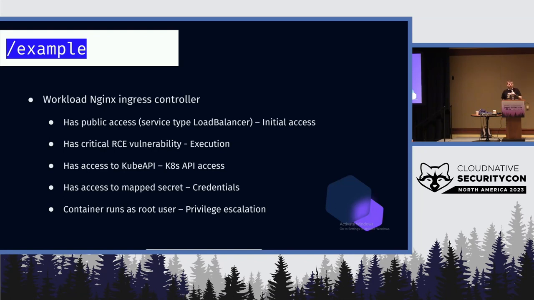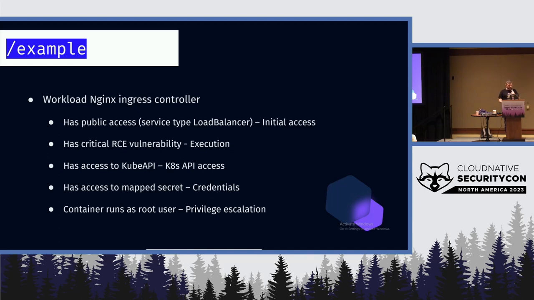So if KubeScape sees an Nginx controller, an ingress controller, which can be accessed from the public internet, this workload fails in the initial access category. If it has a critical vulnerability, which is a remote code execution vulnerability, the attacker can gain execution. If the same workload, again an ingress controller, needs access to the Kubernetes API, and therefore has an access token with a role attached to it, then it is vulnerable to API access, and so on. If the container runs as a root user, the attacker has more potential to exploit different bugs in the kernel.